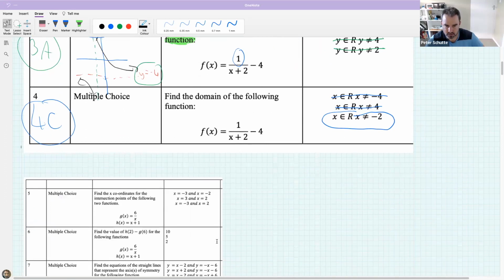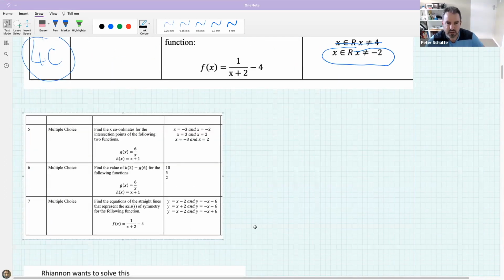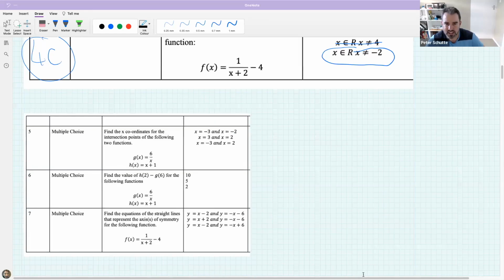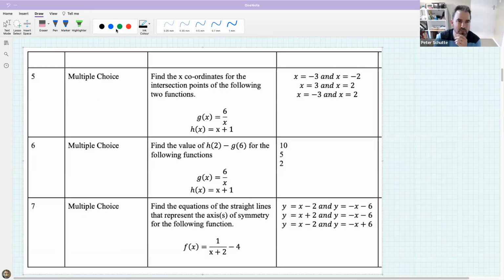Now, this is a slightly different type of question. This next bit, we're now talking about intersection points. So let's just take a moment to think about how this is different. Find the x coordinates of the intersection points of the following two functions. So g of x is a hyperbola, just not a very exciting hyperbola, and h of x is a straight line. How do we find intersection points for two functions again? Can anyone remember how we do that?